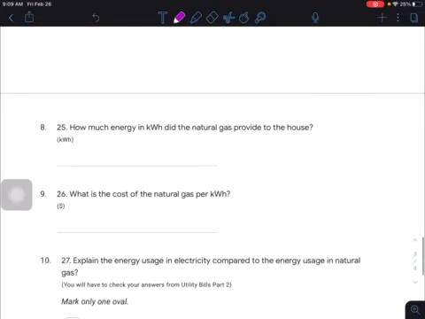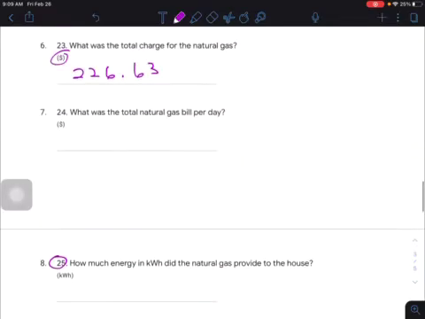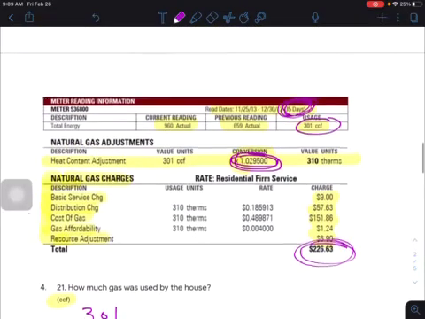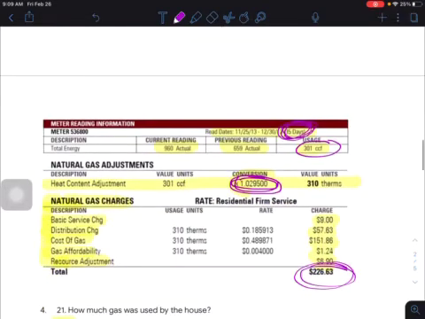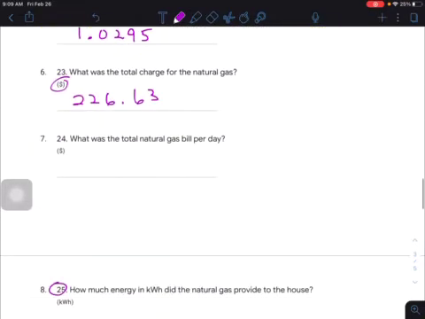Number 8, how much energy in kilowatt hours did the natural gas provide for the house? It's number 25. So kilowatt hours. Remember, come on the top here for your reading, 29.3 kilowatt hours in 1 therm. So we know from the graph here it's 310 therms. So I need to do a conversion here.